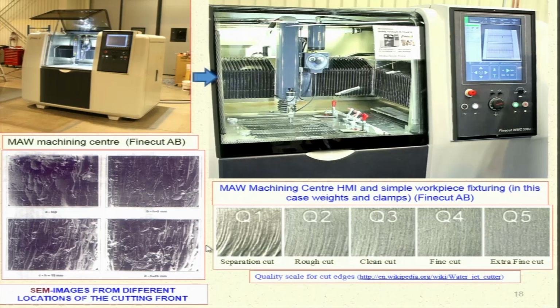Now you can see here a separation cut. So this is the surface over here: rough cut, clean cut, fine cut and extra fine cut. So what I mean to say here is, depending upon your requirement, you can have different categories of machined surfaces.